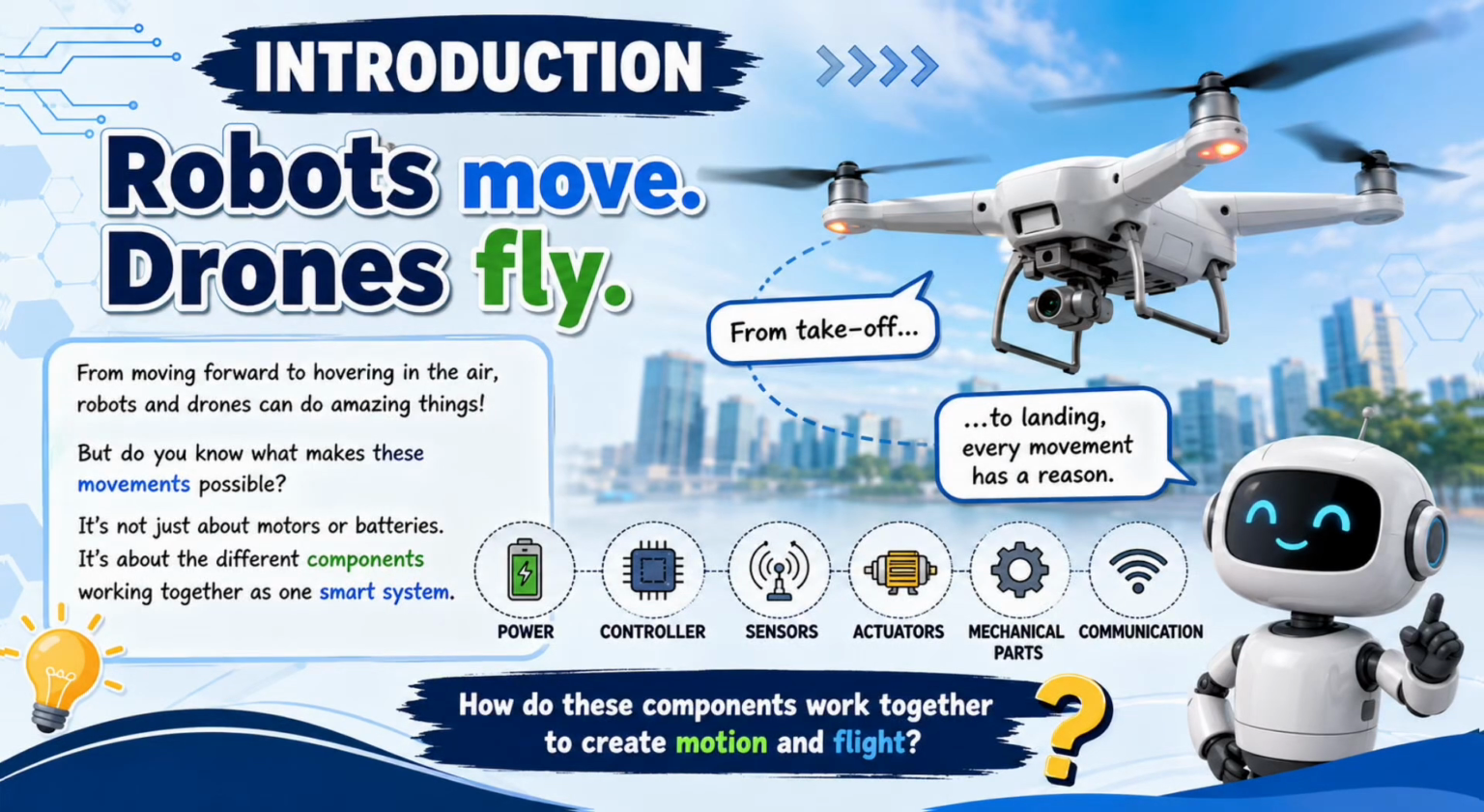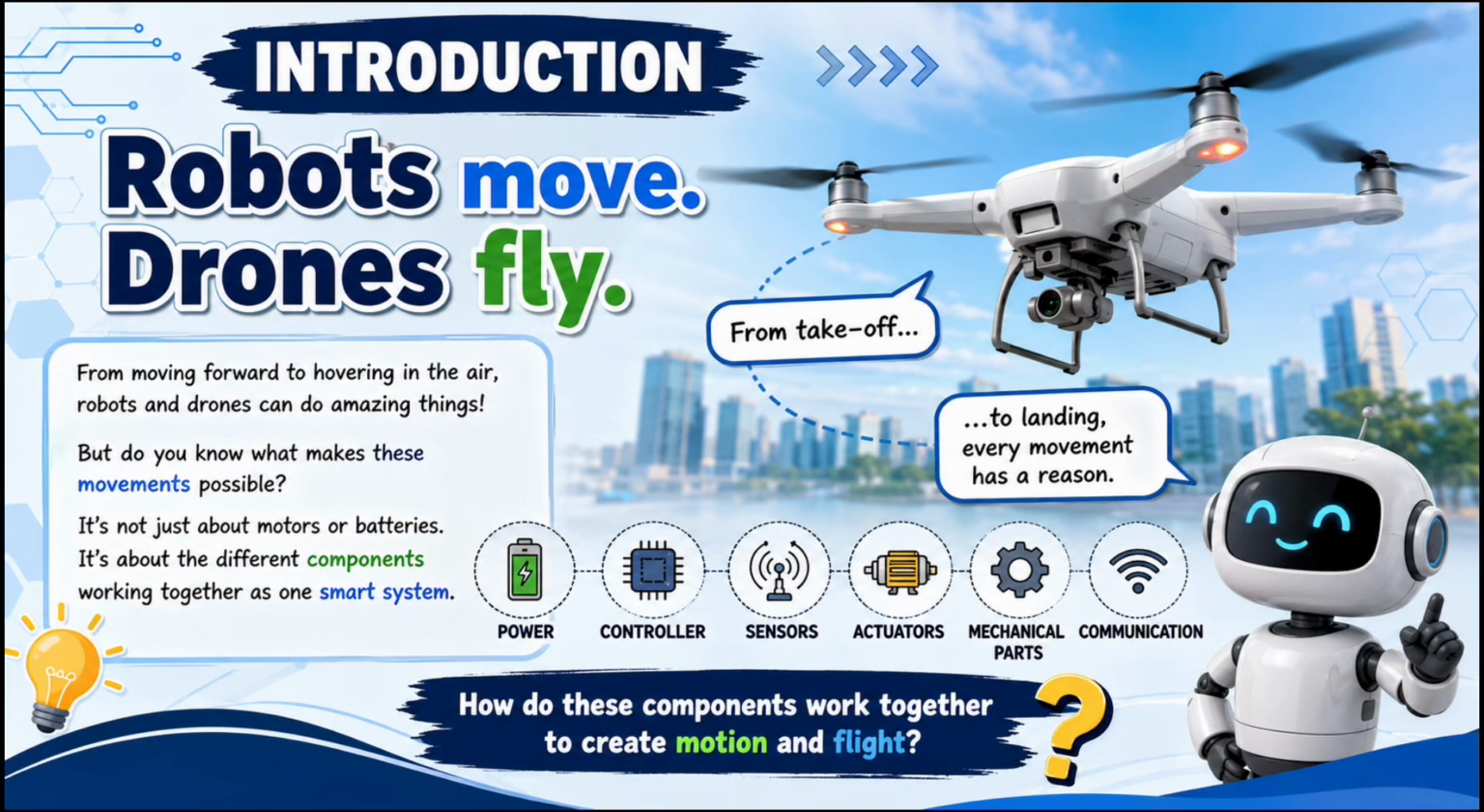Have you ever wondered what makes a robot move? How can a robot move forward, turn, spin, or stop? And what about a drone? How can it fly, change direction, rotate in place, and even stay in one position in the air? Is it simply because of the motors?